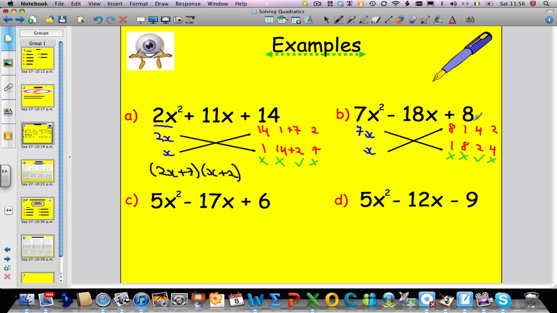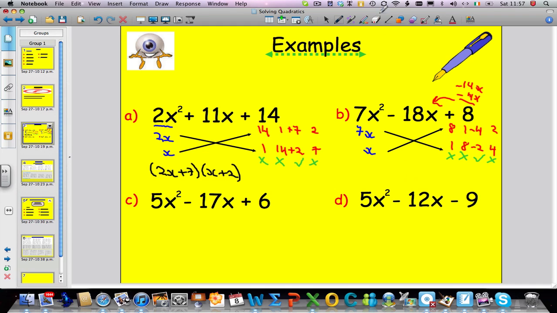Now the last thing I have to do is make sure I get my signs correct. 7 times 2 is 14, and 1 times 4 is 4. But I need minus 18. So in order to get minus 18, both of these have to be negative. Yeah? 7 times minus 2 is minus 14, and 1 times minus 4 is minus 4. Minus 14x minus 4x gives me that minus 18x that we're looking for.